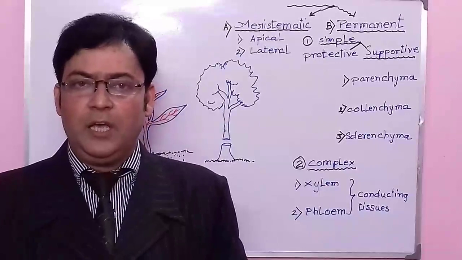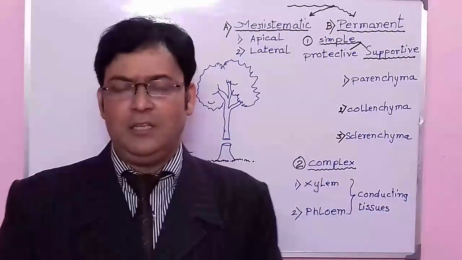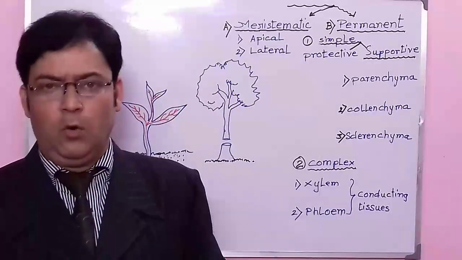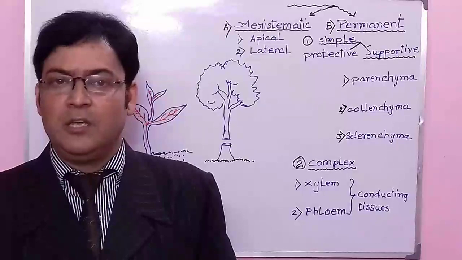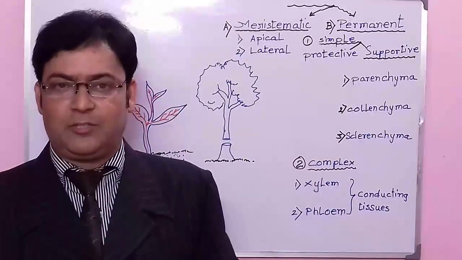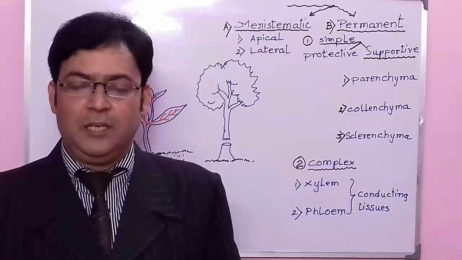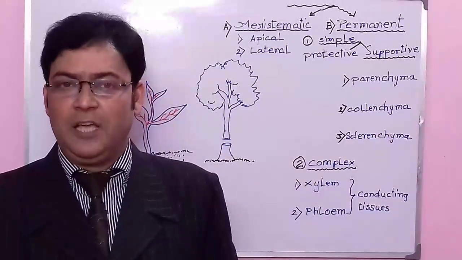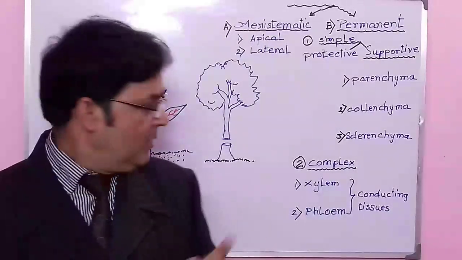Sclerenchyma, they are like fibers. You have seen the hard wall of a walnut, that's made of sclerenchyma cells. They are called sclereids. So they give mechanical support and they are dead and they are strong. It's difficult to break them.